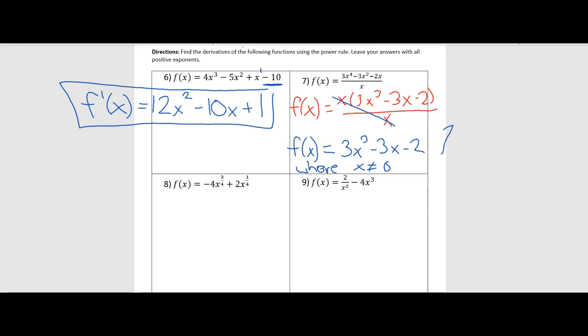Now we can take the derivative. We'll come up here and we'll get f prime of x is equal to 9x squared minus 3. Again, if you're unsure of how I got that, I was multiplying the exponent by the coefficient, so 3 times 3 is 9, taking away 1 from the exponent, that's where I get my x squared. And then I use the same process for negative 3x to get negative 3.